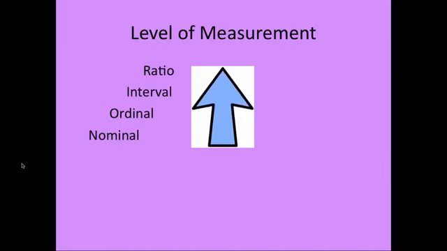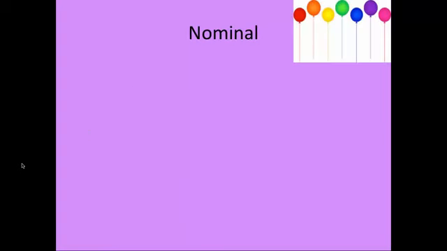So it's important to always use the highest level of measurement available for whatever variable you're dealing with. In addition, being able to identify the level of measurement is important when choosing how to present your findings. Let's start at the bottom of this hierarchy with nominal level variables.